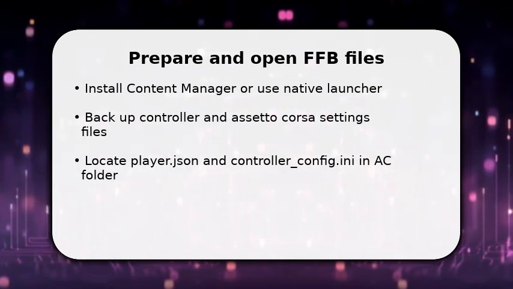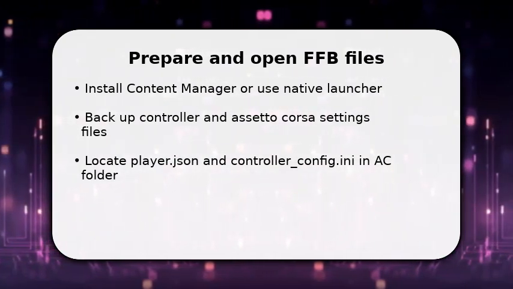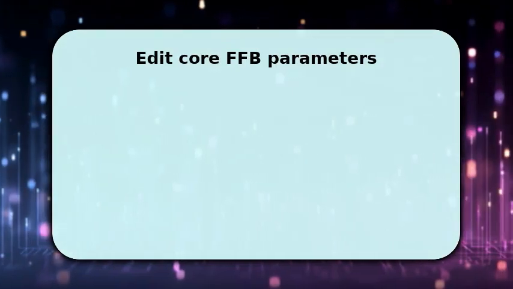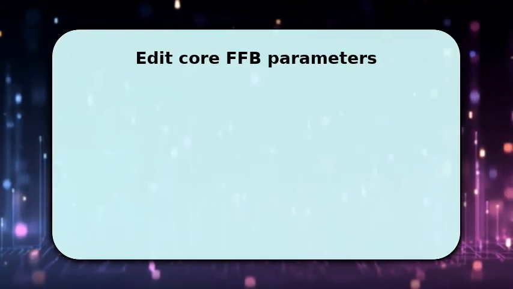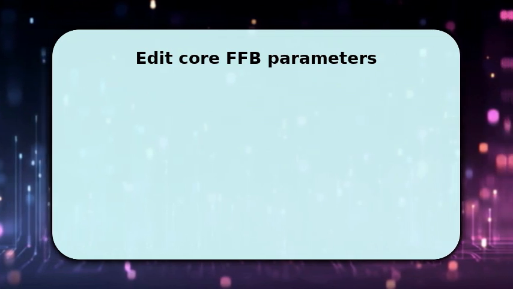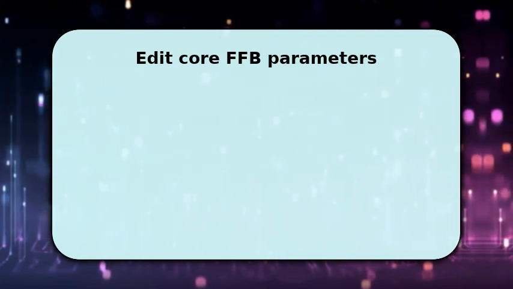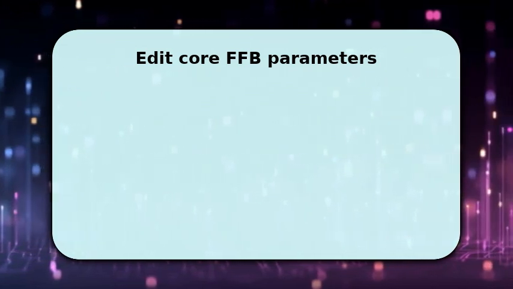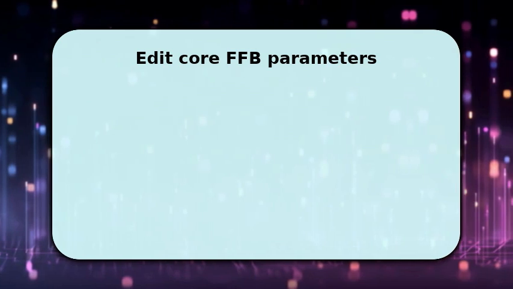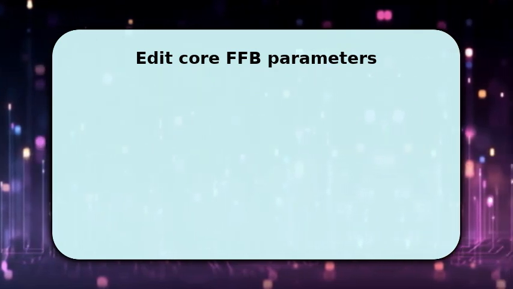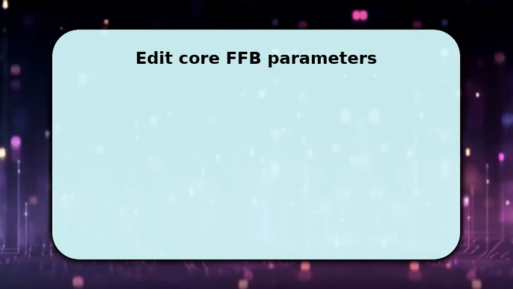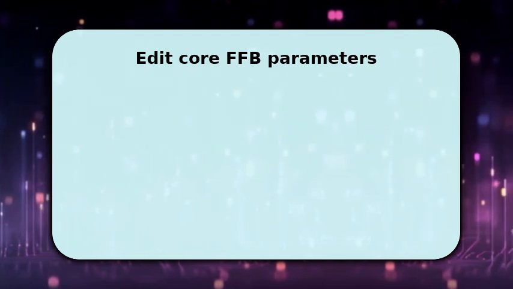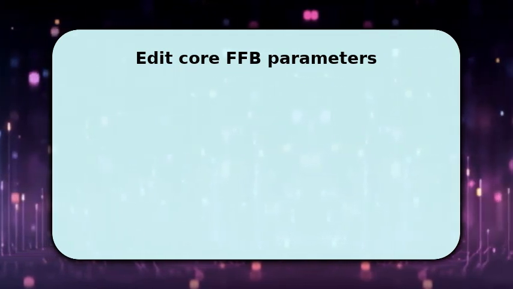You now edit the numeric FFB parameters, gain, force, and minimum force, to control overall strength and baseline torque. Change curb, road, and slip coefficients to tune detail versus clipping. Higher numbers increase sensation but risk saturation. Once you save a small change, relaunch the game or use Content Manager's Reload to apply settings. Test with a familiar car and track, and iterate in 10 to 20% steps.